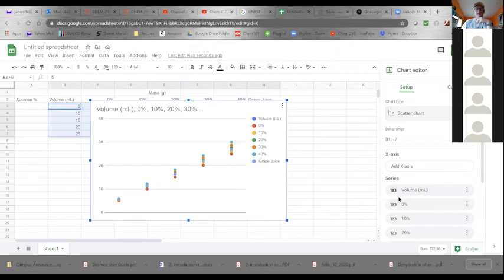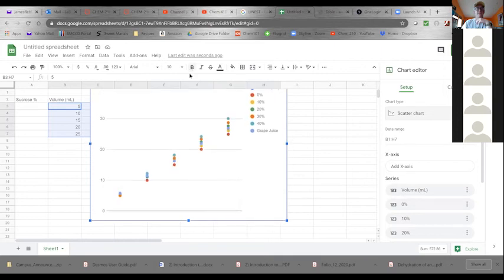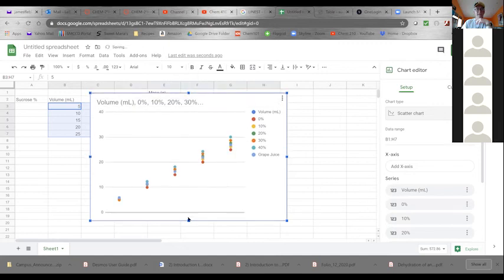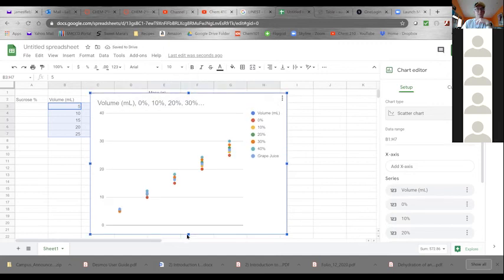Okay, so you see that there's a lot of data here. It might help to increase the size a little bit to make it easier to see. So I'll just stretch it out a little so we can see it better. Okay. Now, we want to connect all these points with a straight line, right? We want each individual group of data to be in a straight line.